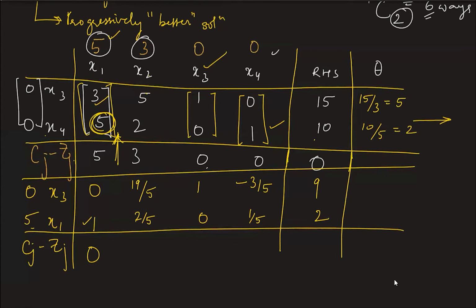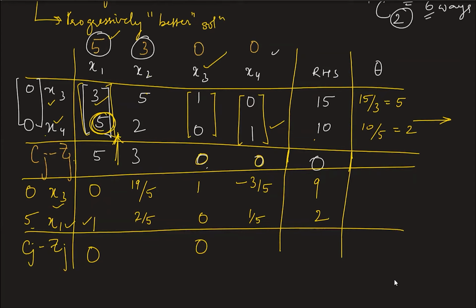So basic variables will always have, see x3 and x1 in this case are basic variables. So Cj minus Zj corresponding will be 0. It could be seen here as well where x3 and x4 were basic and the corresponding Cj minus Zj values are 0.